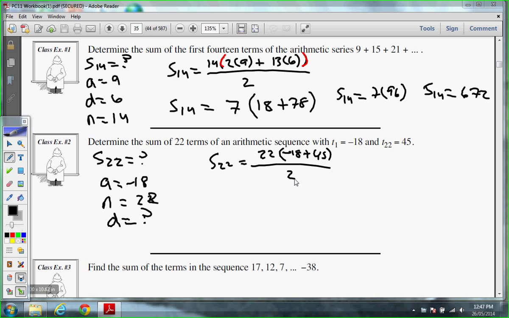Again, I like to do the fraction first. 22 divided by 2 is 11. 11 times negative 18 plus 45 is 27. You should get 297. Questions yet? Okay.